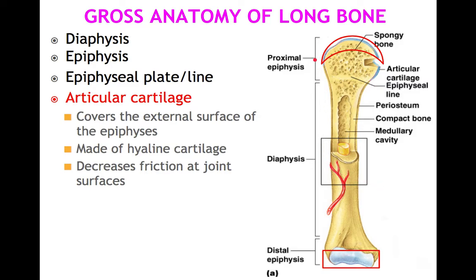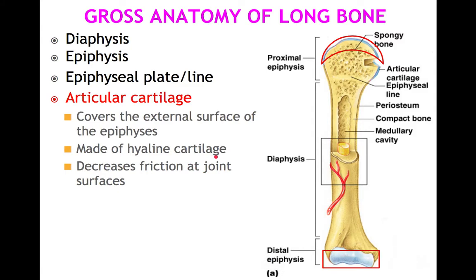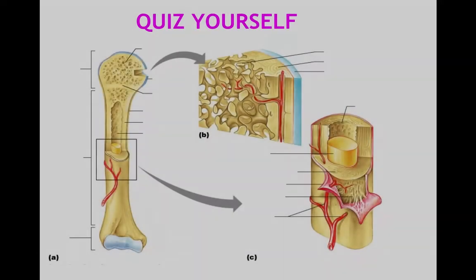Next is the articular cartilage, and so you'll see that covering the bones on each of the epiphyseal ends. And they're made of a special type of cartilage that basically decreases the friction at joint surfaces. So if your cartilage wears down, then that will cause your bones to grind against each other. And when that happens, that causes a lot of pain, and it's called arthritis. And we'll talk more about arthritis in a future lecture.